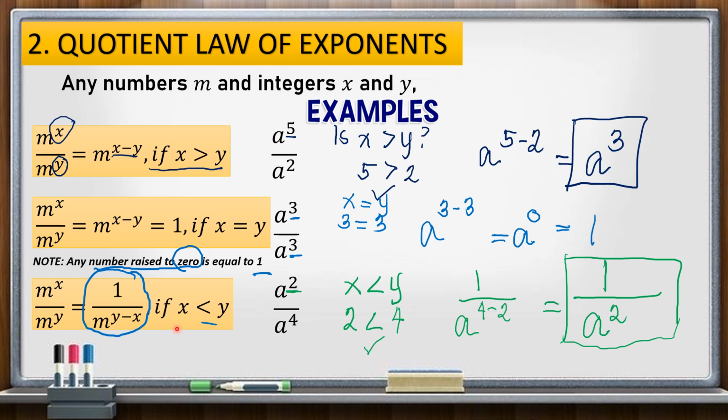So, kapag mas maliit po yung value ng exponent ng ating numerator kaysa sa denominator, ito yung ating magiging pattern. Kukuhanin natin yung kanilang reciprocal or i-reciprocate po natin siya. So, that will be 1 all over m raised to y minus x. So, 1 po ang ating magiging numerator all over m raised to yung exponent ng iyong denominator minus the exponent of your numerator. And that will be our answer.